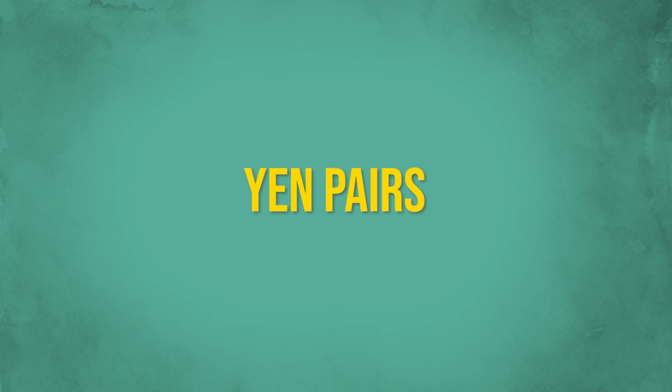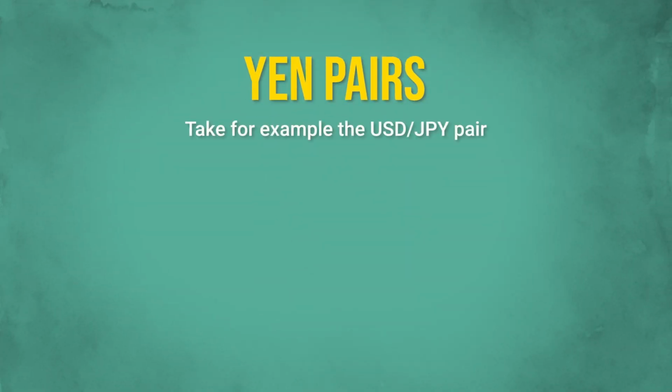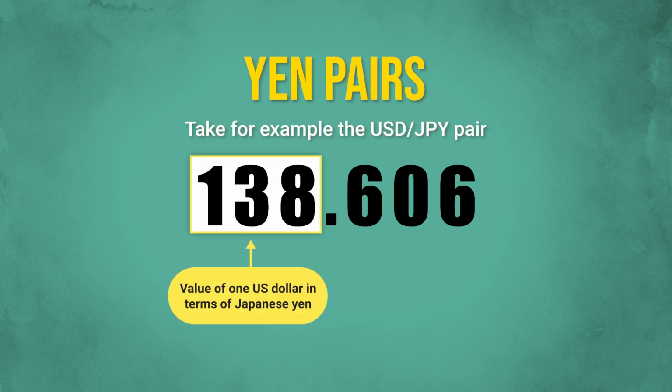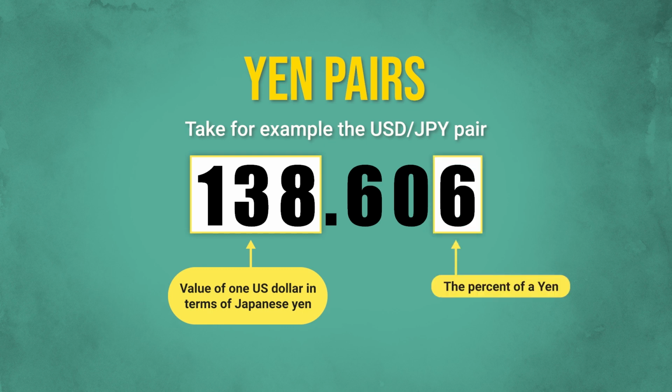Now, let's shift our focus to the enigmatic yen pairs. Here, the game takes an intriguing twist. Yen pairs possess 2 decimal places, capturing the essence of the Japanese yen's unique currency dynamics. Take for example the USD JPY pair. Let's look at the number 138.606. The main part of the number, 138, represents the value of $1 in terms of Japanese yen. It shows us how much yen we can get for $1. The last digit 6 represents a smaller fraction of the yen's value.